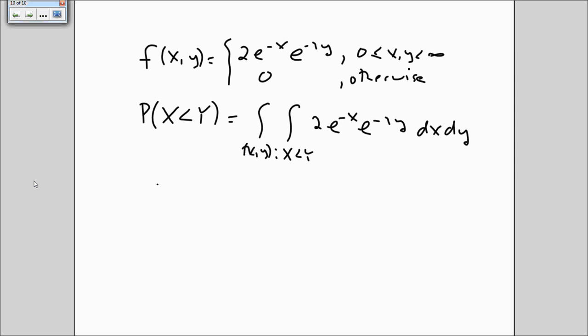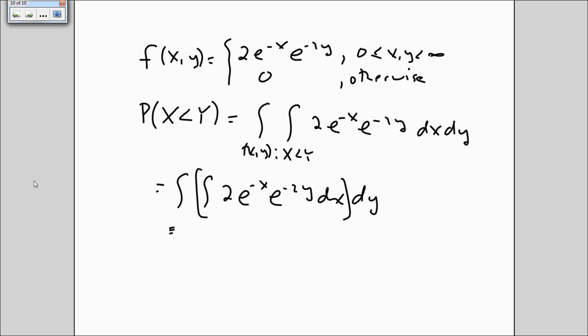Okay. So let's see how we are going to put the limits down. dx, dy. The first limit, first integral, is the limit where y is, and y goes from 0 to infinity. Now the second one says x is less than y. X is less than y. Well, if x goes from 0 to y, x will always be less than y.